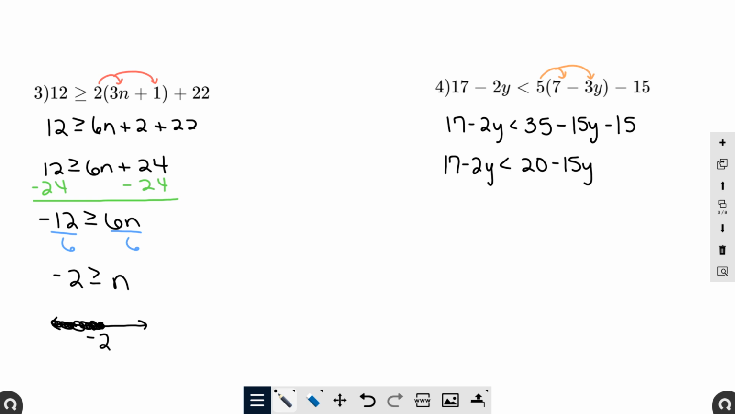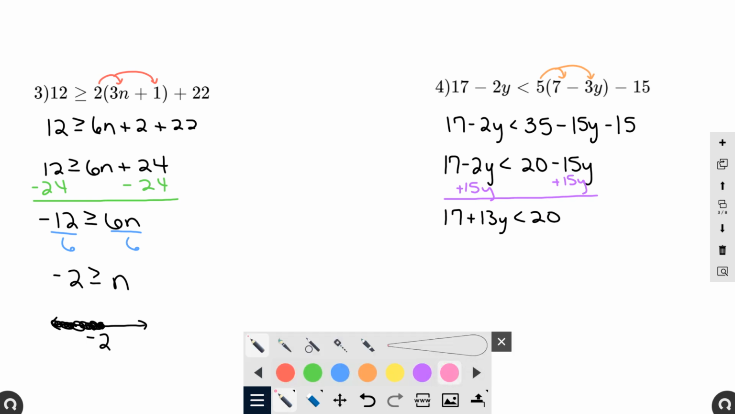Okay, now what do I do? You can add the 15y or you could subtract 17. Either way works. I like to do the variables first. Let's get those variables together. So I will add 15 on both sides. So what's negative 2 plus 15? And now let's go through and minus that 17.